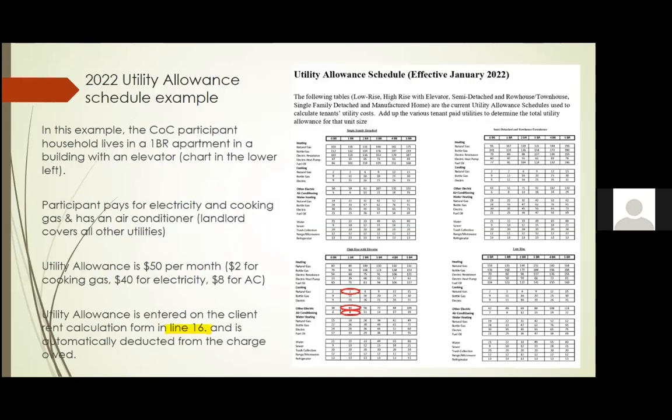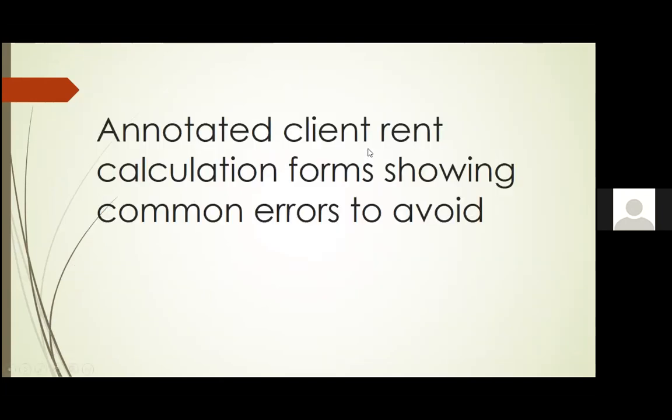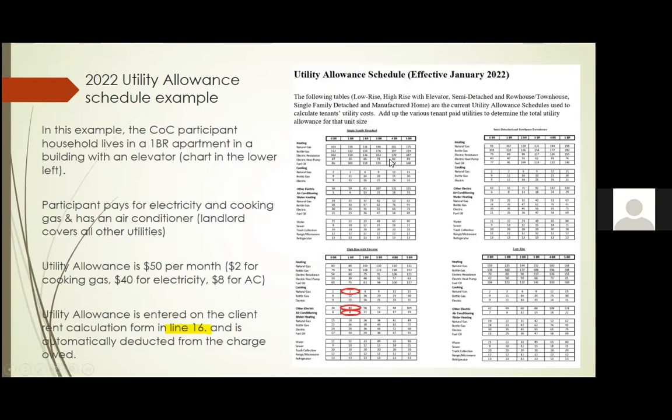Here is an example of a utility allowance determination. This is the 2022 utility allowance schedule published by the Westchester County Department of Planning. You can see four charts, four tables for different building types, for single family, townhouse, elevator apartment buildings, and low-rise apartment buildings.